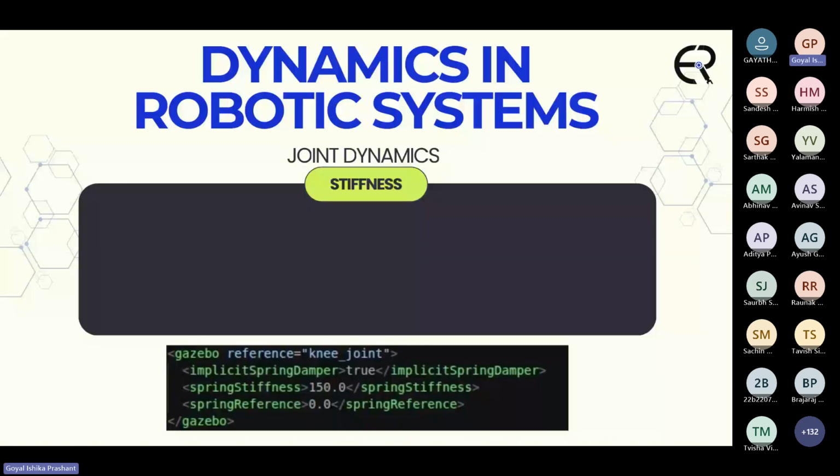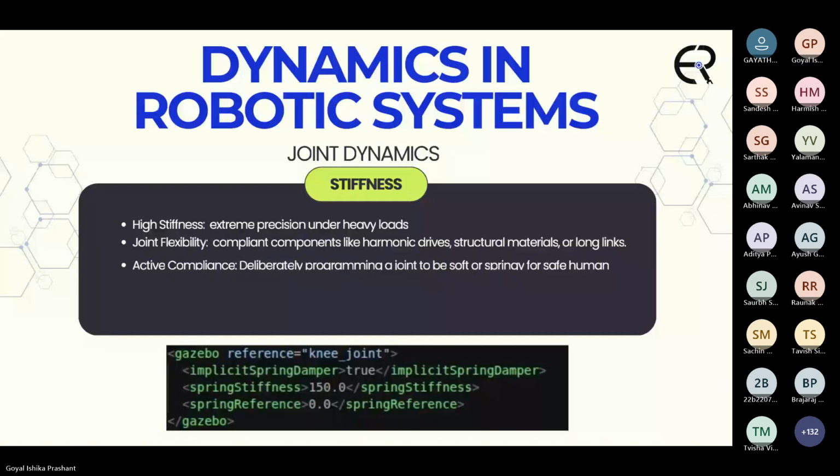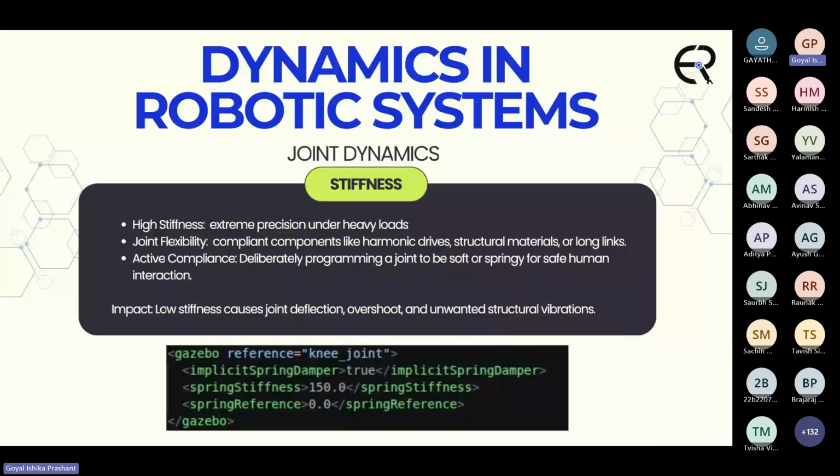Then the second factor that we have is joint stiffness. Depending on different applications, joints need to have different kinds of stiffness. For example, you would have a joint with high stiffness when you need extreme precision under heavy loads. You could also have brittle joints. Now, this would be used in compliant components like harmonic drives, structural materials, and links. And then there is something called active compliance, which is where you deliberately program a joint to be soft or springy so that it's safe for human interaction.